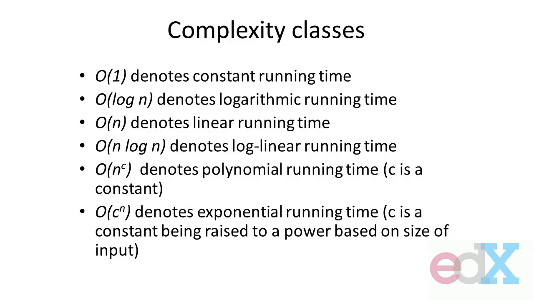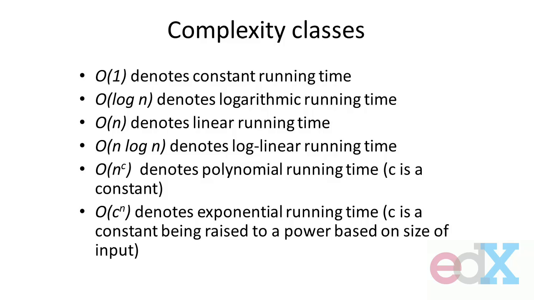We're going to see in this segment a set of examples of different complexity classes. We're going to see constant time algorithms, referred to as O of 1. We're going to see logarithmic. We're going to see linear. We're going to see log linear, or n times log n. We're going to see polynomial, and we're going to see exponential algorithms.